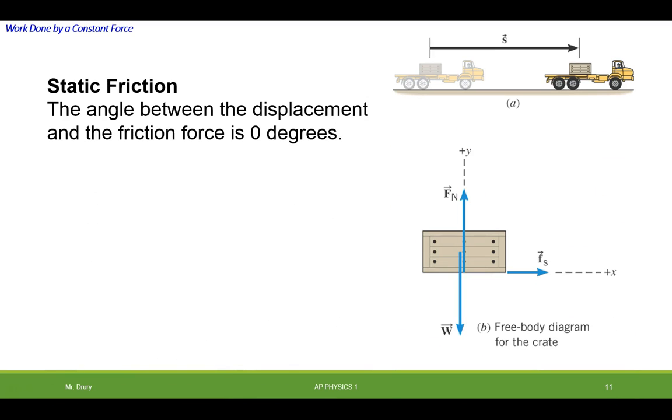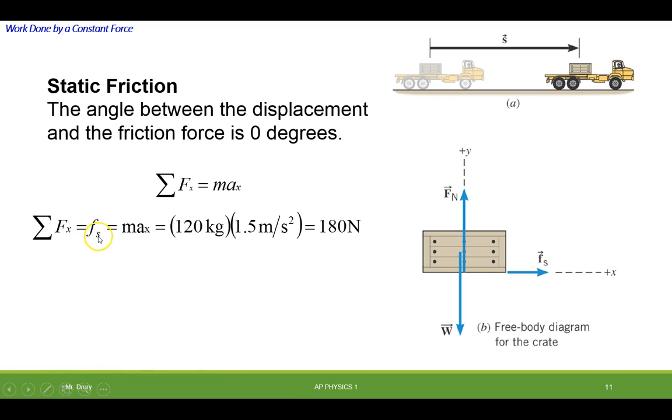All right, so let's look a little closer at that. Now the angle between the static friction and the direction of motion is 0 degrees. From Newton's second law, we know that all the forces added up together are equal to mass times acceleration in the x. Since we're talking about the x direction, the only force really is the static friction. That static friction we can determine if we know the mass and the acceleration of the object. So here we go. The sum of the forces is equal to the static friction. We know the mass of the object. We know the acceleration of the object. Therefore, we can figure out the force of friction. The force of static friction has to be 180 newtons.